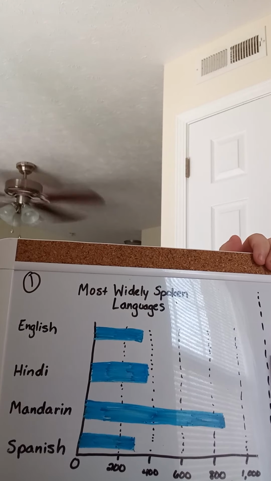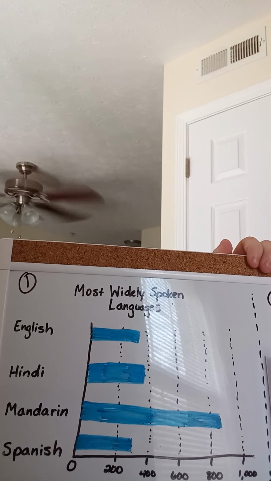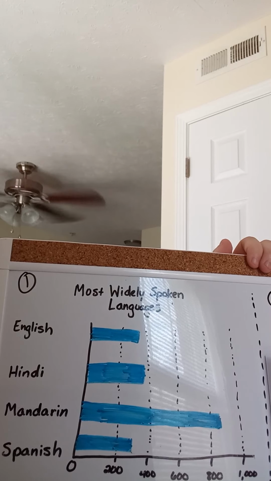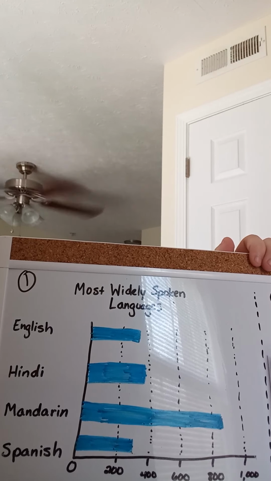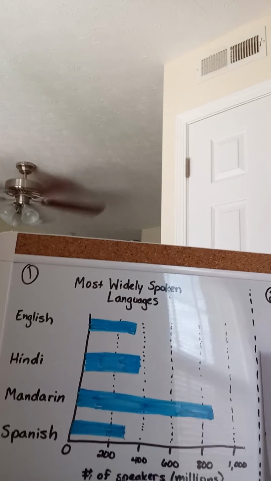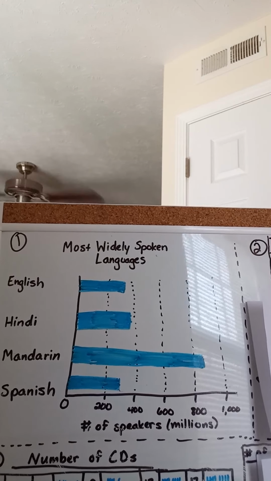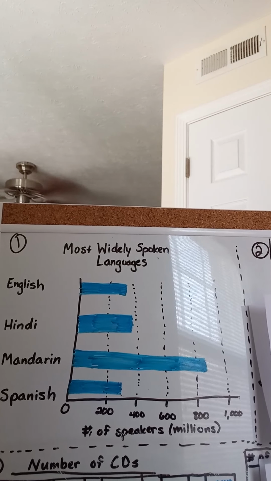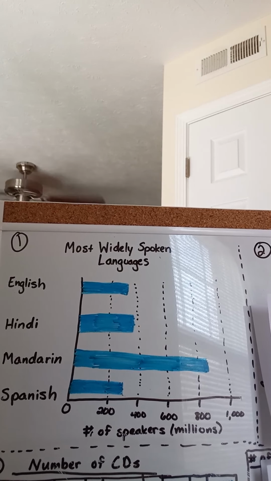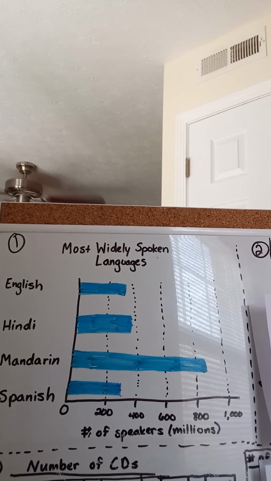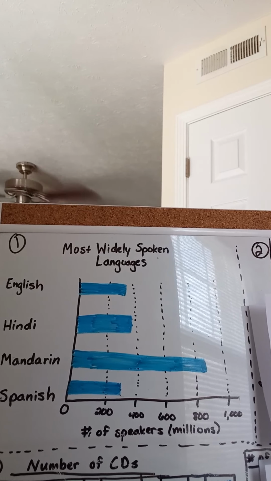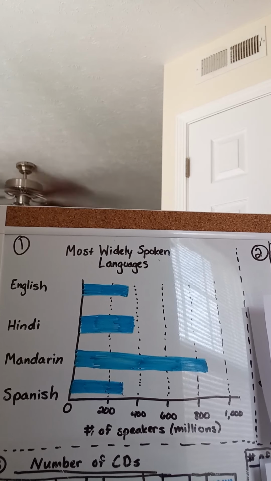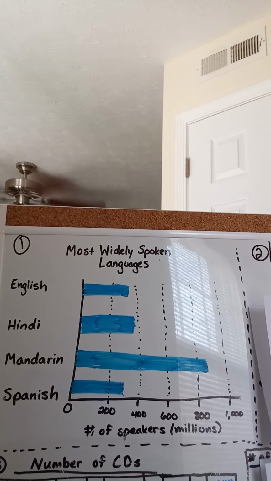Okay. So something you're going to see on your exercises, they're going to have bar graphs for you, and they're going to ask you questions about the graph. So all you're going to have to do is look at it and be able to answer it, okay? So this example, number one, says this is a graph that's showing the most widely spoken languages. There are 4. There's English, Hindi, Mandarin, and Spanish.